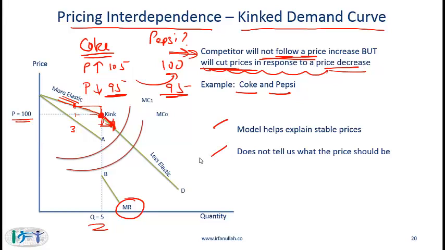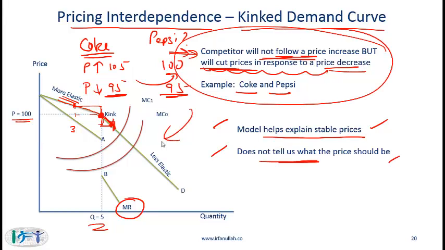These points, however, are important and testable. Notice that the pricing interdependence model helps explain stable prices. So this model would explain why, for example, we have a price of 100 in this market. The 100 point is where we have the kink, and according to this model, the point where we have the kink is the stable price and quantity. But this model does not tell us how we arrive at this particular price. So keep in mind that this is the advantage, this is the disadvantage, and you also need to know how to explain the model.